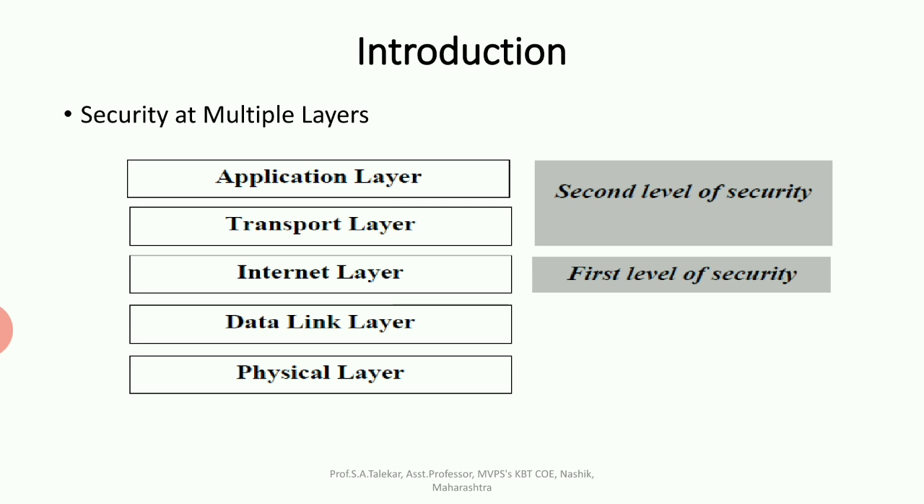Let's see the introduction. In this we can see the TCP/IP model having 5 layers: physical layer, data link layer, internet layer, transport layer, and the application layer. So IP security provides the security at the internet layer. It does not concern application layer security, as we know that at the internet layer, IP version 4 and 6 play the important role.